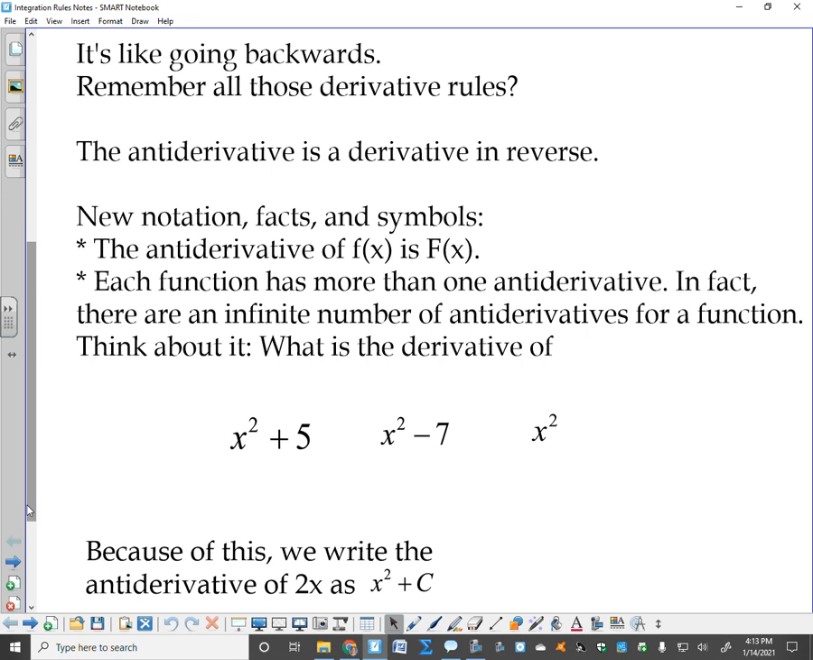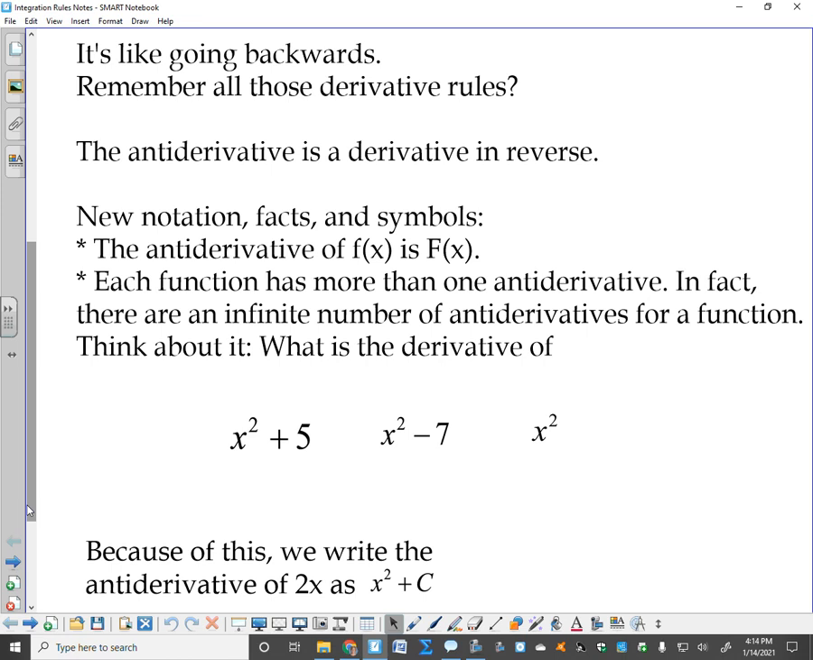New notation, facts, and symbols. The antiderivative of f of x is capital F of x. So if you see a capital F of x, that is the antiderivative. Like the integral has already been taken. It represents the integral. Okay, now here's something that makes sense, but it's a little mind-blowing. Each function has more than one antiderivative. In fact, there are an infinite number of antiderivatives for a function.